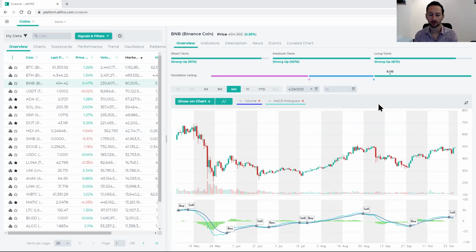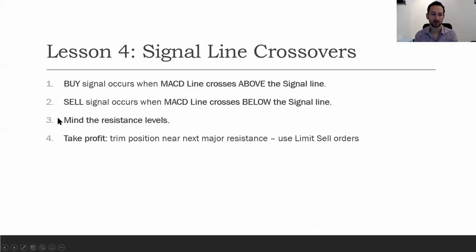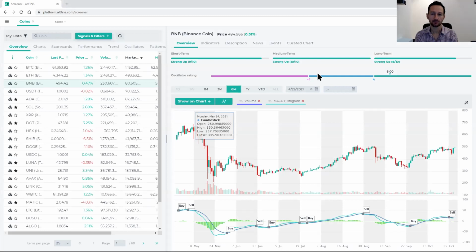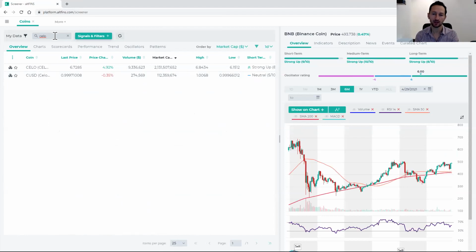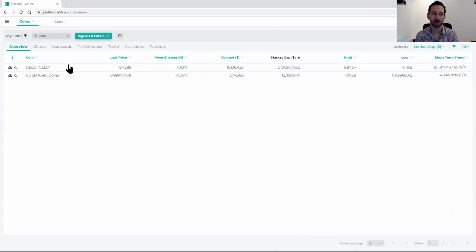Now, the other rule, as I mentioned, and it really should be here, is trade with the trend, but also mind the resistance levels. And that means, if you recall, the first trade that we did in the first lesson was CELO, and that worked out really well. And that was basically a momentum in an uptrend trade. It was exactly this strategy. So let's review it and see what I mean by mind the resistance. Beware of resistance levels and support levels as well.